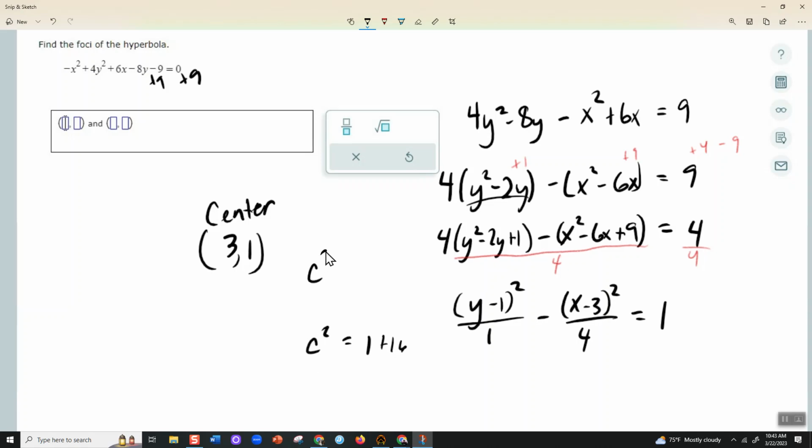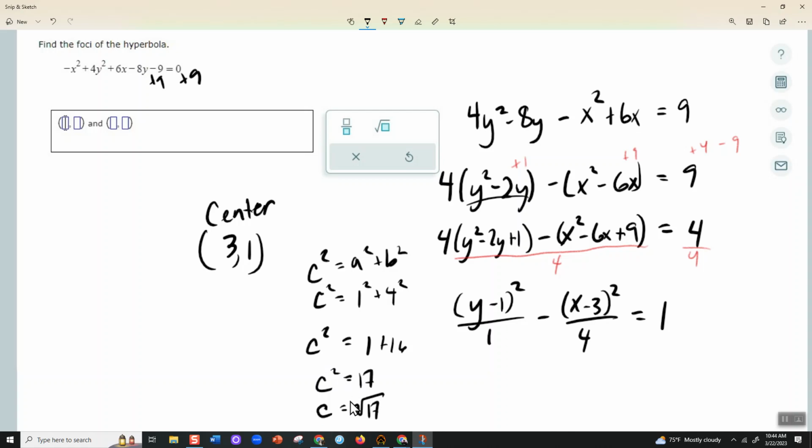Let me rewrite that from the start here. C squared equals a squared plus b squared. C squared equals 1 squared plus 4 squared. C squared equals 1 plus 16. C squared equals 17. C equals the square root of 17. Okay, so that's the number I need to add and subtract to get the foci.